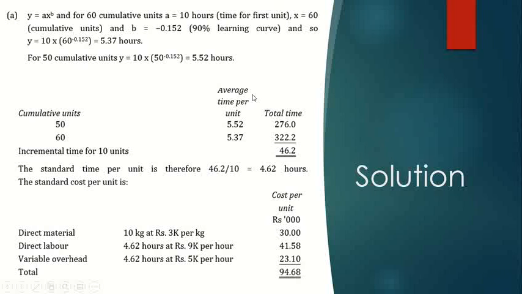Right, so if our cumulative output is 50, our average time will be 5.52. If our cumulative output is 60, our average time requirement will be 5.37. So we can find the total time requirement. 50 multiplied by the average time, 276 will come. It is the total time if we produce 50 units. 5.37 into 60, so 322.2 will be the total time requirement if we are producing 60 units.